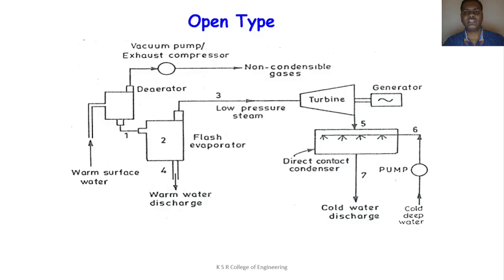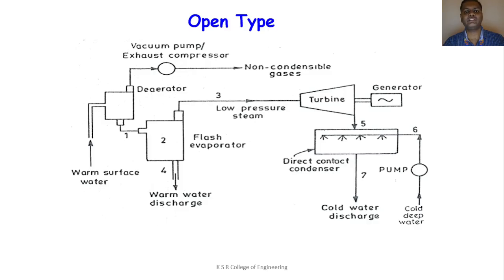Here we can see that there is no closed loop. Once we use the warm water from the sea, that warm water is discharged back to the sea. Here, the function of the deaerator is this: the warm water from the sea is salt water. We are going to make that salt water into normal water, because if we use salt water, the turbine blade may corrode and the performance of the turbine may be reduced. So the function of the deaerator is purifying the water from the sea.